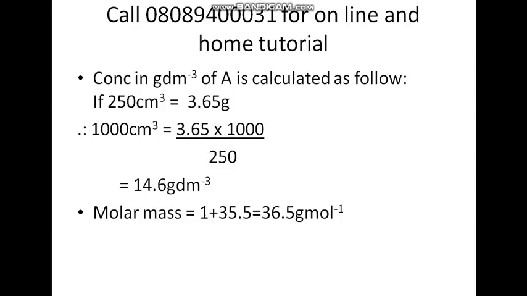If 250 cm cube of A contains 3.65 gram of A, therefore 1000 cm cube of A will contain 3.65 divided by 250 multiplied by 1000, and the concentration in gram per dm cube of A is equal to 14.6 gram per dm cube. On the tutorial board, the molar mass of A, that is HCl, is calculated as follows: 1 for hydrogen plus 35.5 for chlorine to give us 36.5 gram per mole.